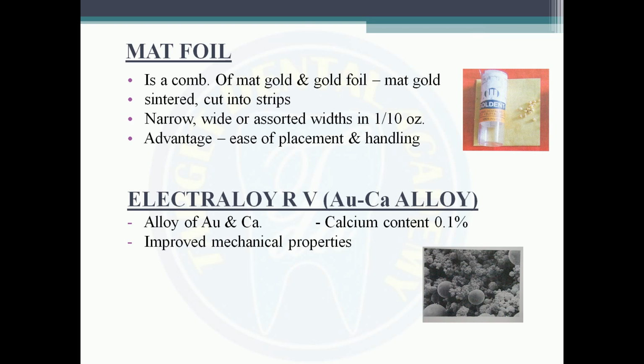Next MCQ is, purpose of heating gold foil before condensing is, answer is to remove the adsorbed gases on the gold surface. This is the particular question which has already been asked 4 times, 2 in AIPG, 2 times in PGI. I repeat the question. Purpose of heating gold foil before condensing is, answer is to remove the adsorbed gases on the gold surface.